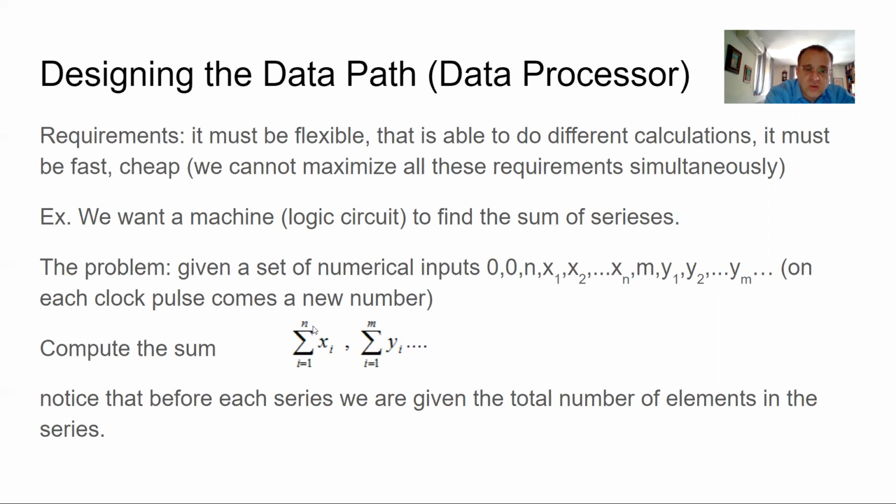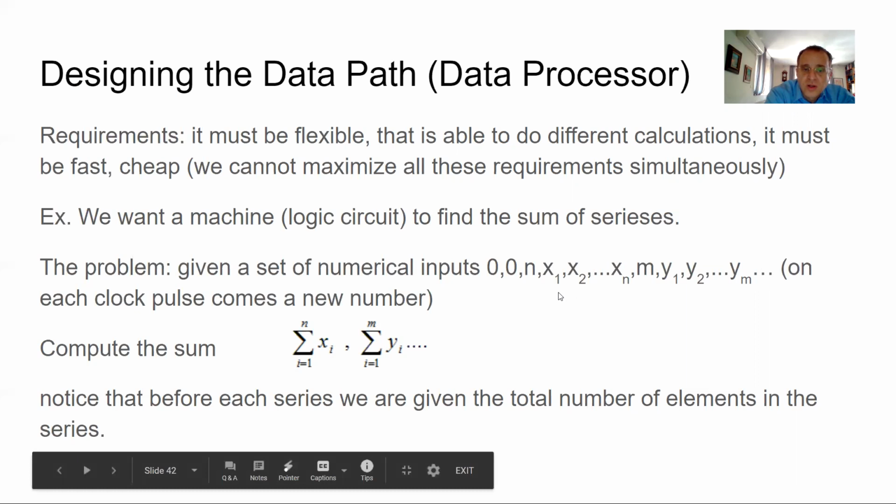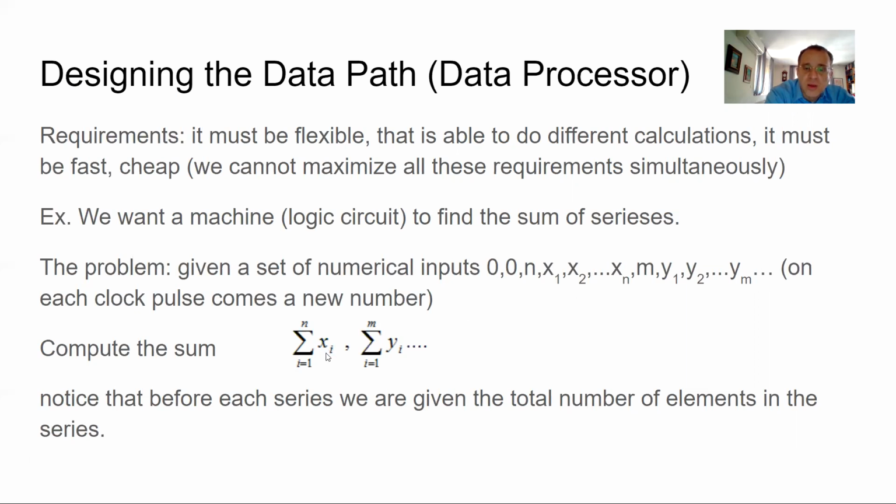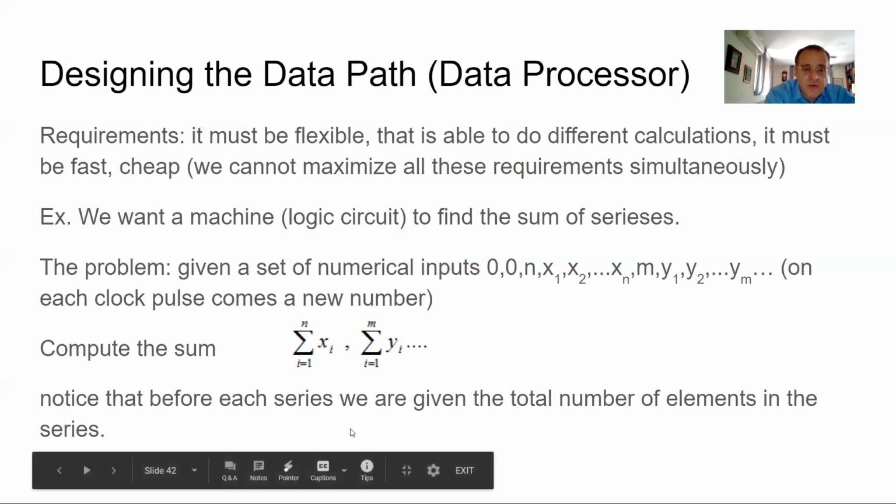So you draw that like this: N, for i starts at 1. Take the sum of x sub i, each of them, until you get to n. That's just a mathematical way of writing what I explained. Notice that before each series, we are given the total number of elements in the series. Fine.